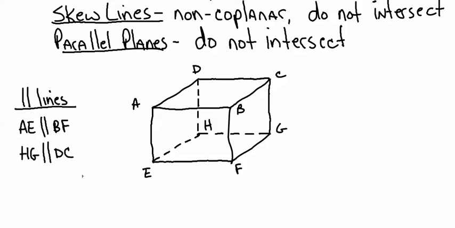Alright, we'll do one more. EH. EH is parallel to FG. That's the obvious one. Let's do a non-obvious one. Good, BC. EH is parallel to BC. Remember when we were doing this earlier, you could cut a diagonal through there? Those two lines are parallel to each other.